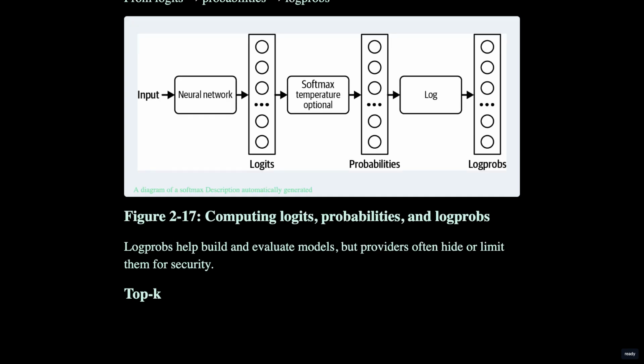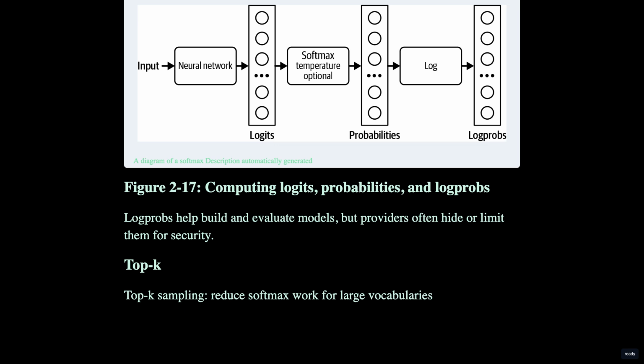Now we'll study top-K sampling, a decoding method that limits the model's next token choices to the k most probable options. We'll see how this changes randomness and coherence, and when to prefer it over other strategies.